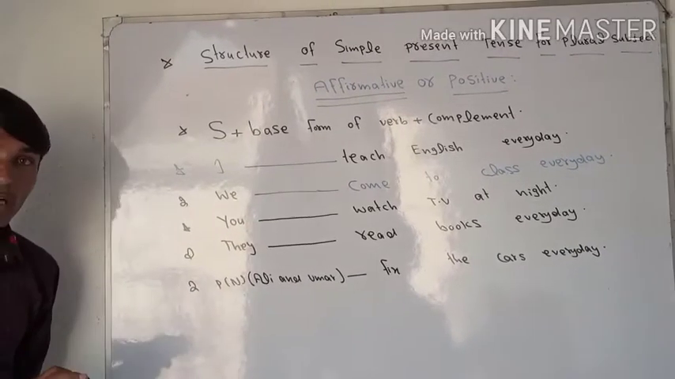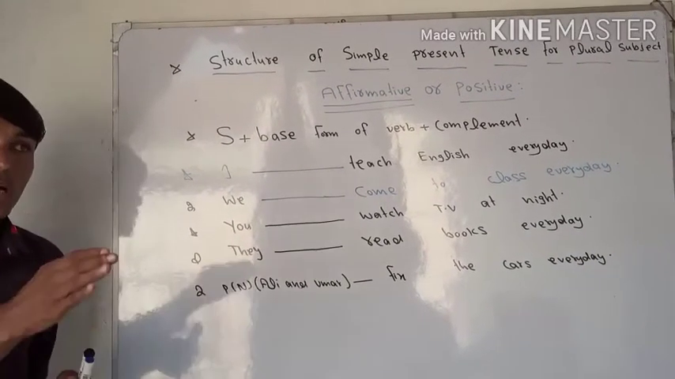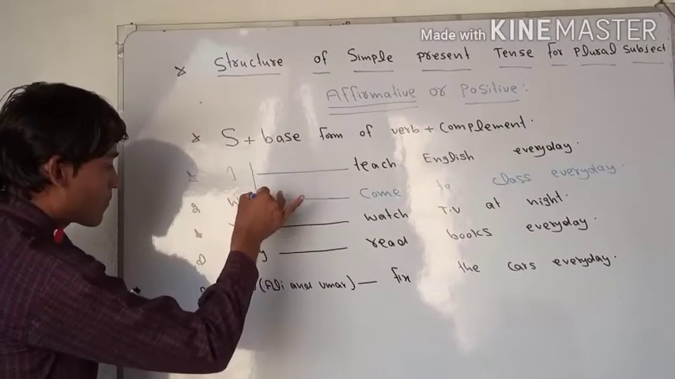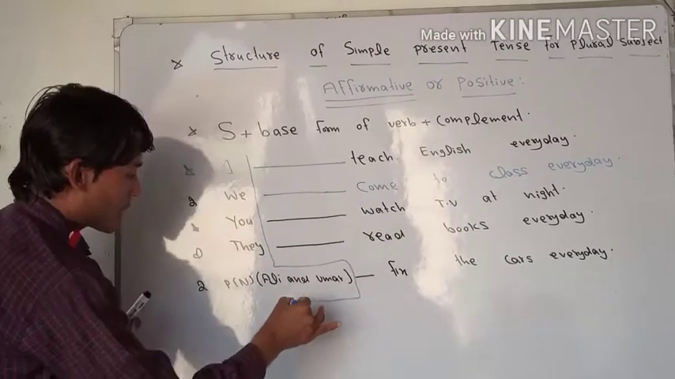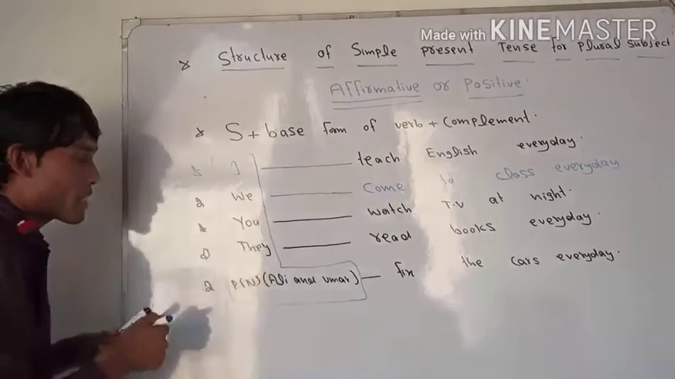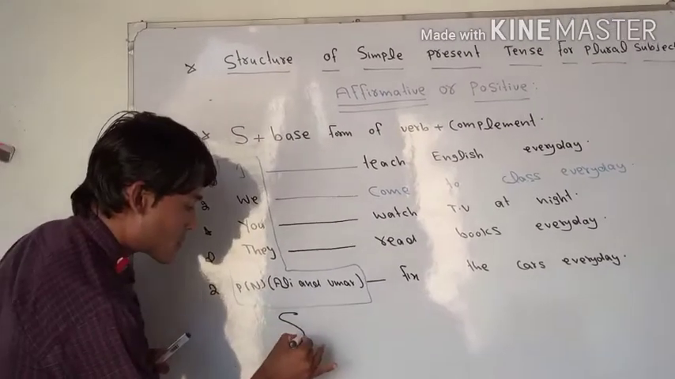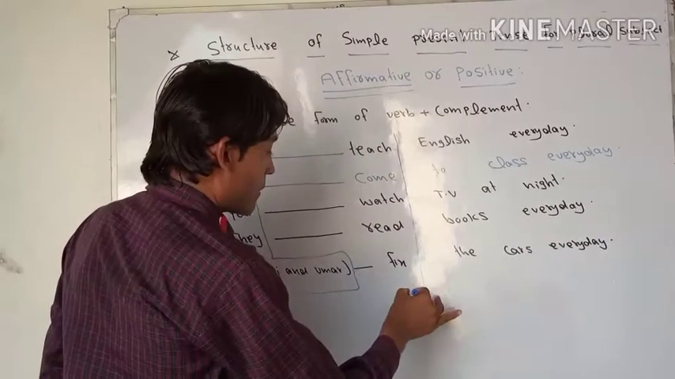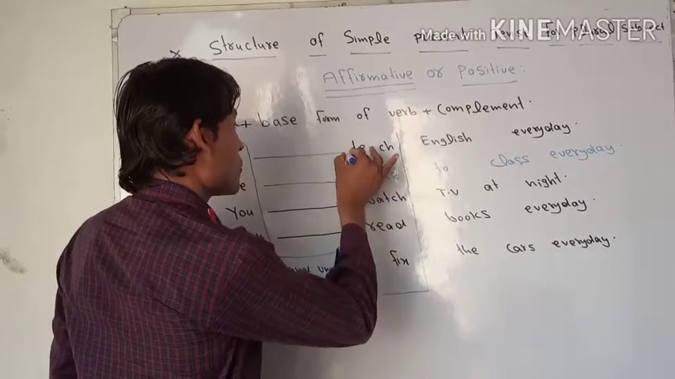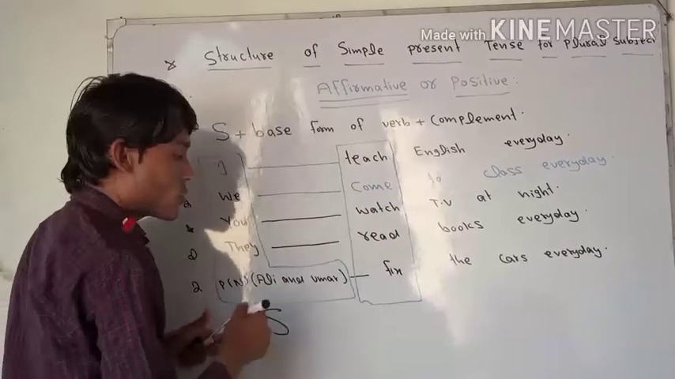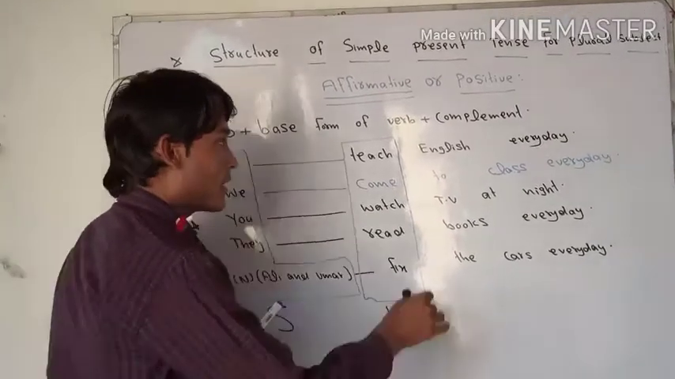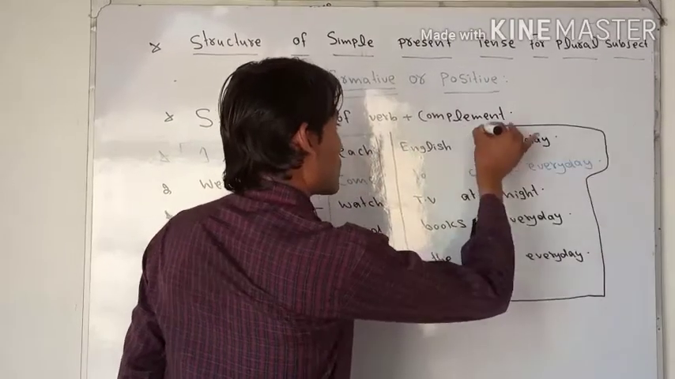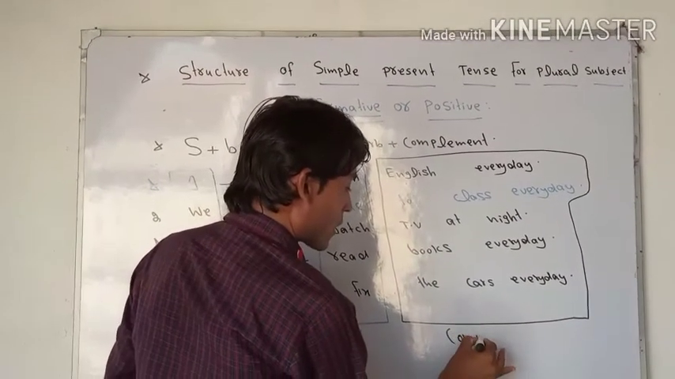So according to this formula, if we need to construct a plural sentence of simple present tense, first of all we need a subject, and these are all called subject pronouns. So we can simply write that this is called S. And the rest is called the base form of the verb. The base form of the verb is also called dictionary form, root form, first form verb, etc. So we can simply write that this is called V. And the rest is called complement.